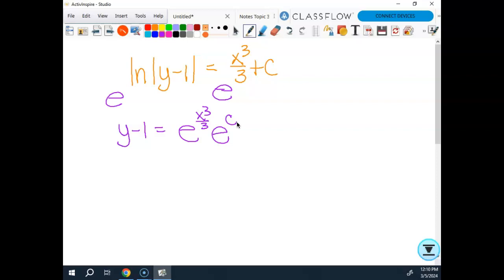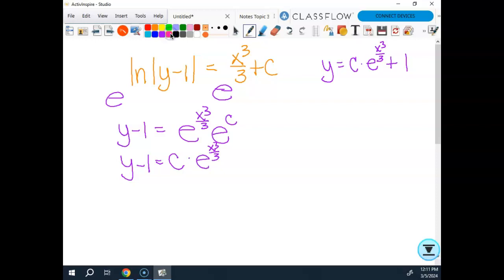All right, so do you understand where this came from? Okay, now e to the c, it's just some constant, right? So that means that I can just make that, whatever this is, since this is a constant, this becomes y minus 1 equals c times e to the x cubed over 3. And then I can solve for y equals c times e to the x cubed over 3 plus 1. Now that I have solved for y, then we can use our initial condition to actually figure out what c is and finish this off.